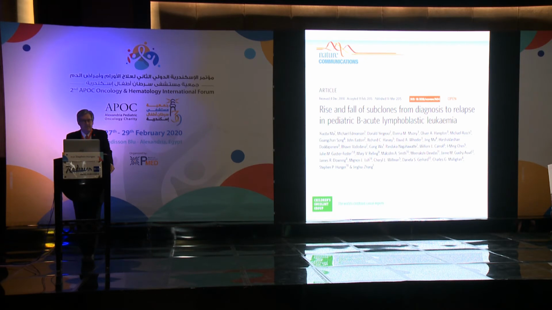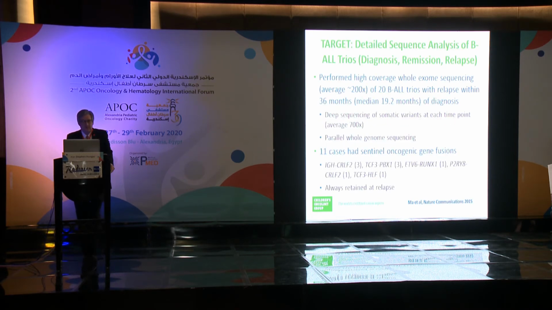This is a paper in which Jingwei Zhang did some detailed work to look at how clones evolve from the time of diagnosis to the time of relapse with the TARGET group. I want to try to walk through this. I'm going to have to use a pointer, so I'm nervous, but I'll try. In this study, we did detailed analysis of so-called trios, where we had a sample obtained at diagnosis, a sample obtained at remission, which was used as germline DNA, and a sample obtained at relapse.